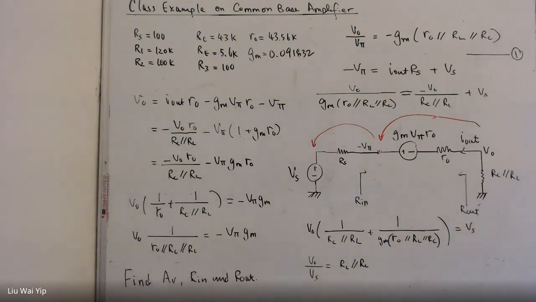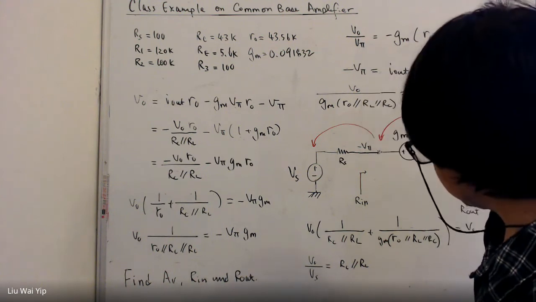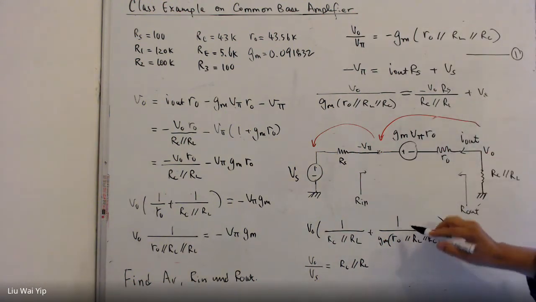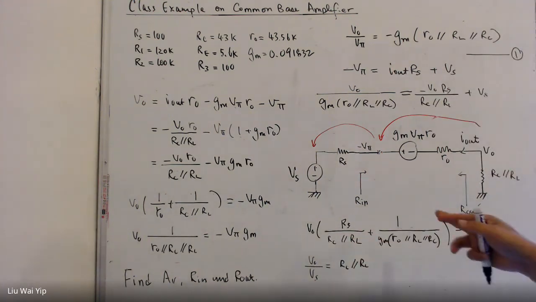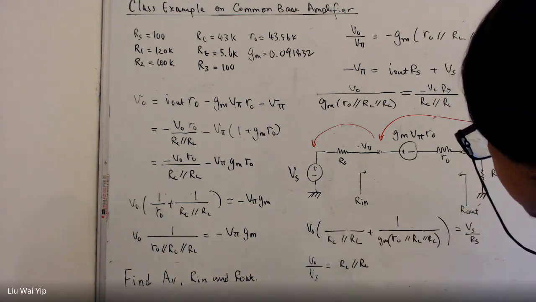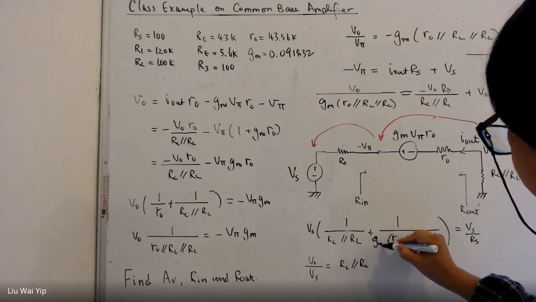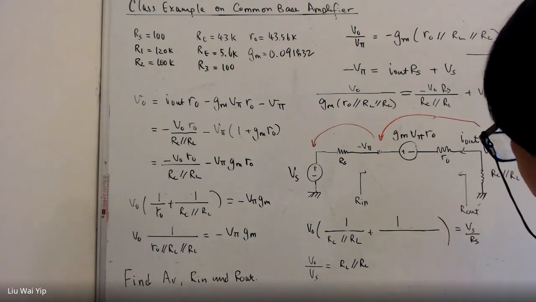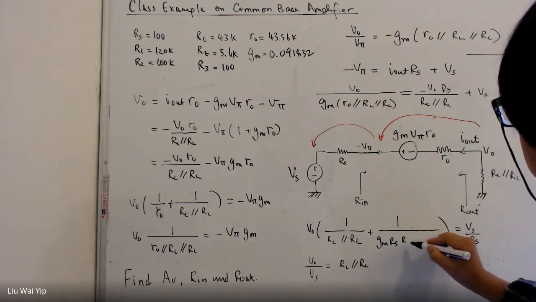Did I make any mistake? I hope not. Apparently there is a mistake. Yeah, there is a mistake. RS. So there is an RL here. So we know how to deal with it. We just need to divide it by RS. So it becomes 1, and then GMRS.